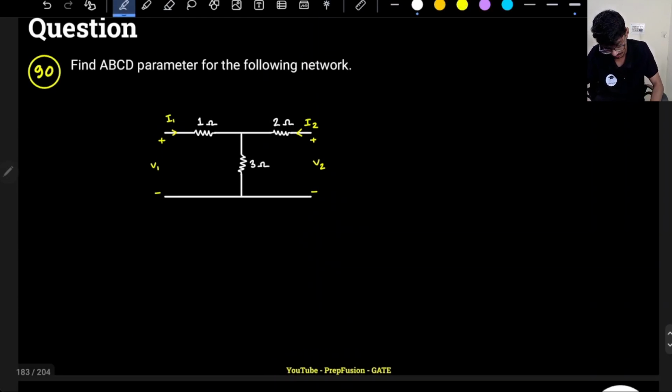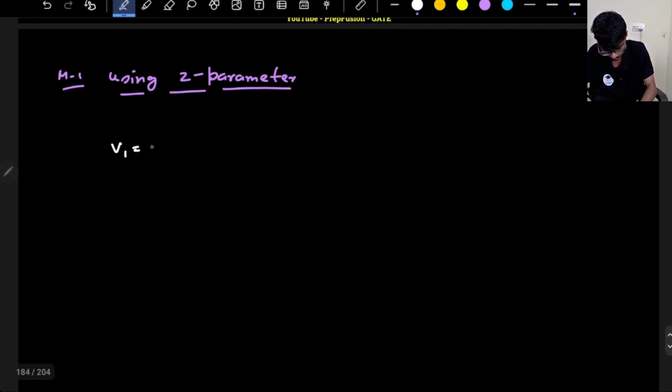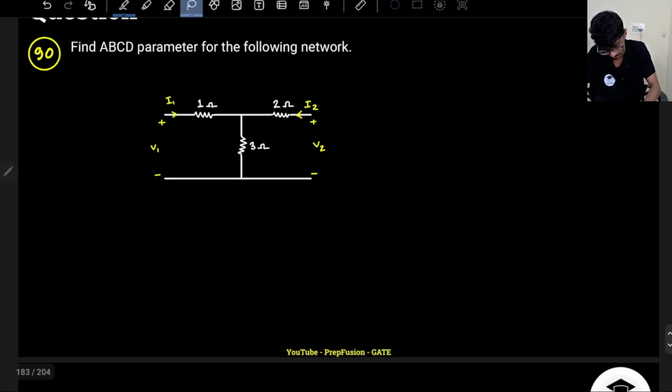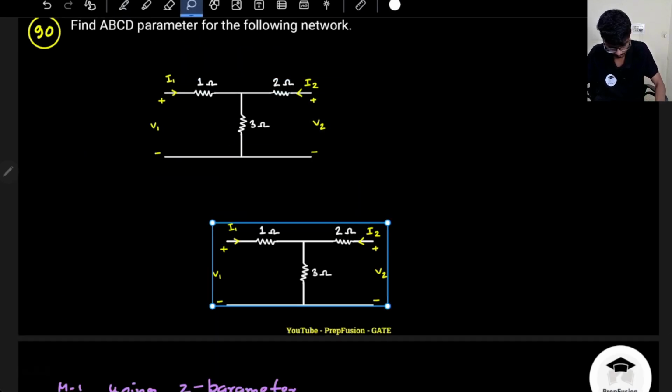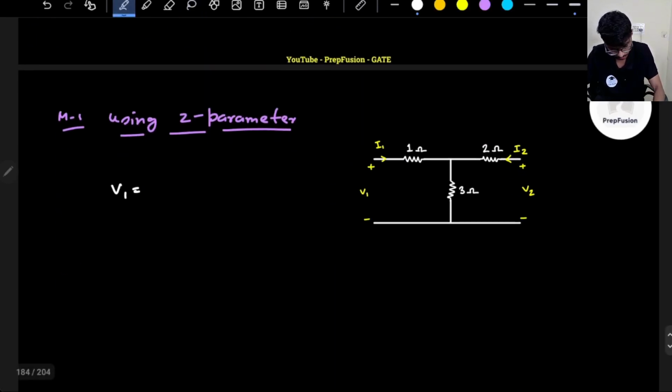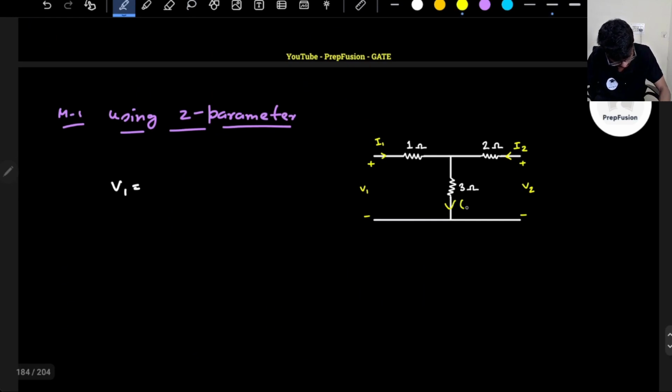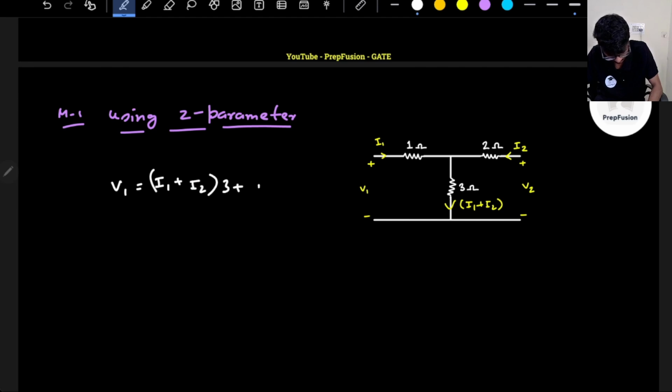So if I write the input KVL, V1 will be equal to I1. So if I copy the network, this current will be what? I1 plus I2. Okay, so V1 will be equal to I1 plus I2 into 3, of course, plus I1 into 1 is there. So this will be overall 4I1 plus 3I2.